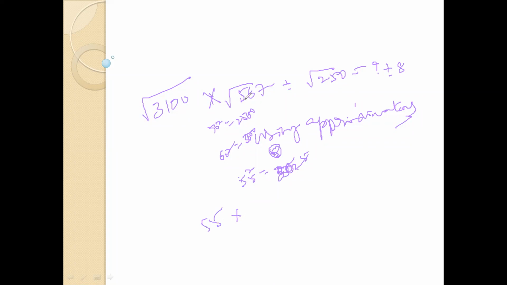Next, 25 square is 625, 24 square is 576. So 576 is nearer to this one, so 24. Divided by 250: 15 square is 225, 16 square is 256, so nearer to 16 equal to question mark divided by 8.